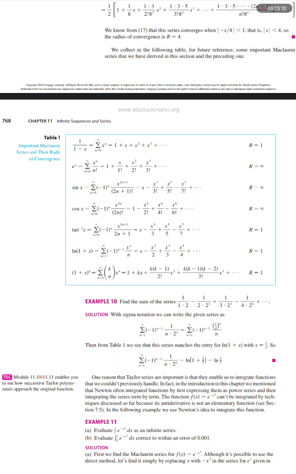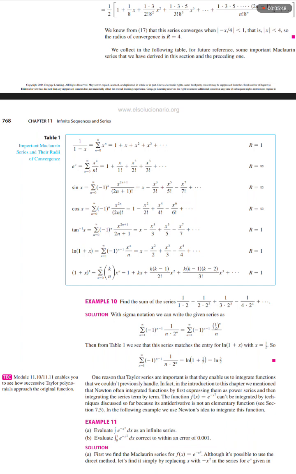e to the power x equals the sum from n equals 0 to infinity of x to the power n over n factorial, equals 1 plus x over 1 factorial plus x squared over 2 factorial plus x cubed over 3 factorial plus ellipsis, R equals infinity.